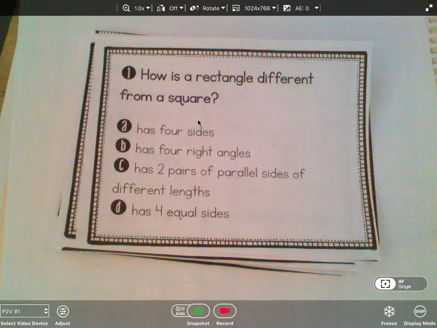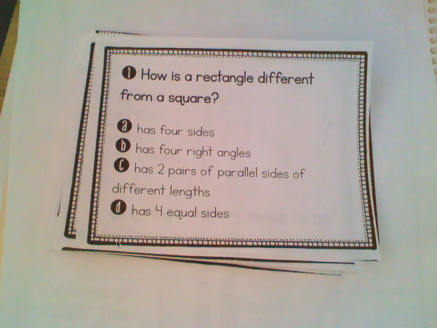So number 1, how is a rectangle different from a square? A, it has 4 sides. B, it has 4 right angles. C, it has 2 pairs of parallel sides of different lengths. Or D, it has 4 equal sides. Pause the video, press play when you're ready.